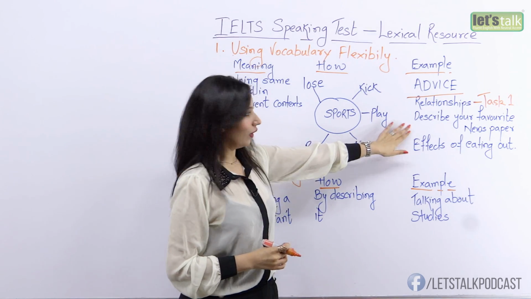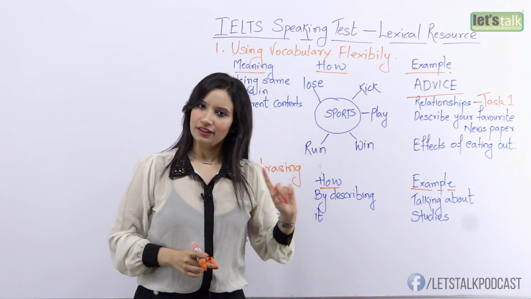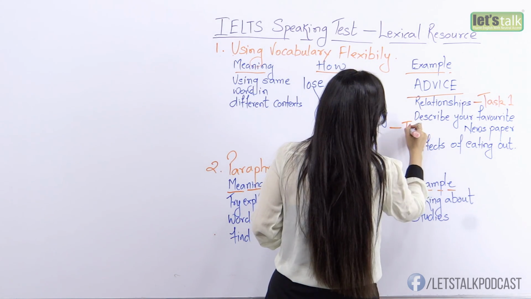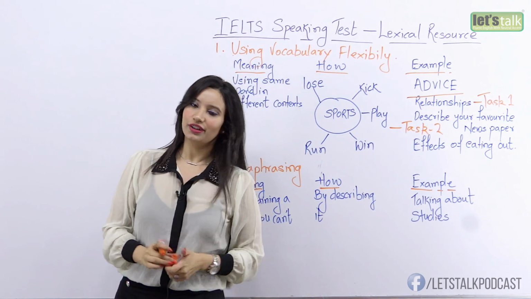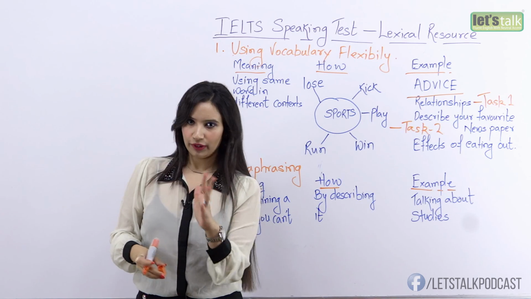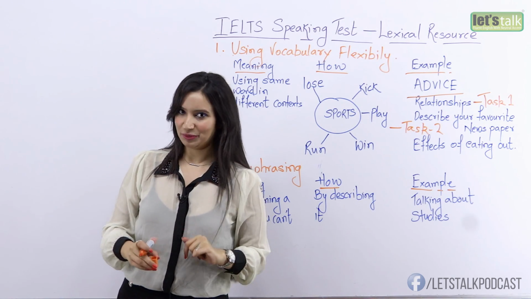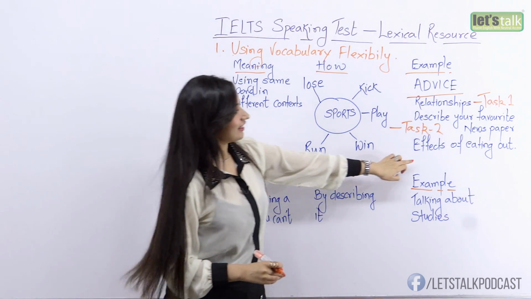Let's look at the second one. Describe your favorite newspaper. Which task should this be? This should be task 2. Absolutely. But how will you use the word advice here? You can say that I love to read XYZ newspaper because of its advice column, which is authored by experts. Now here, advice is an adjective.